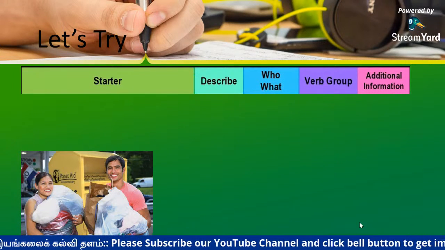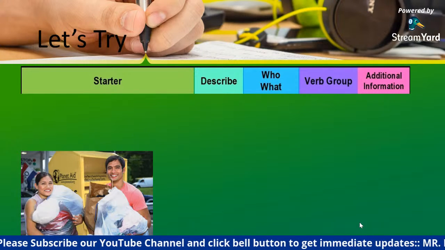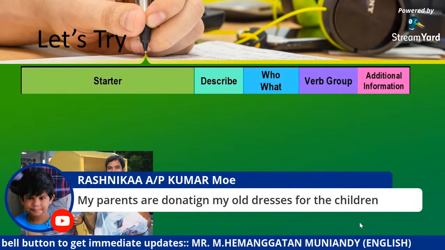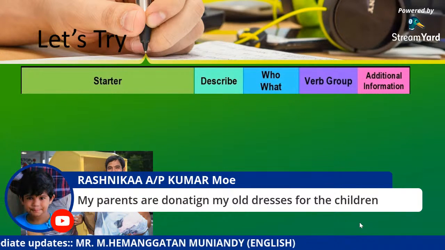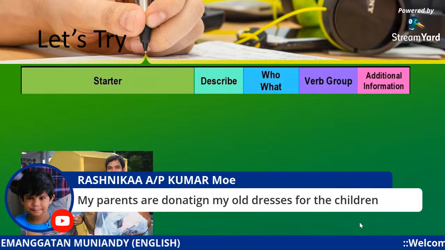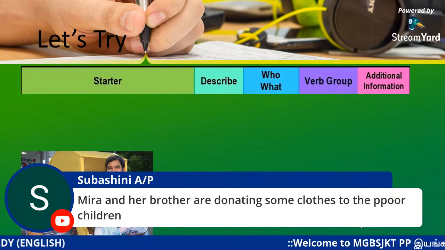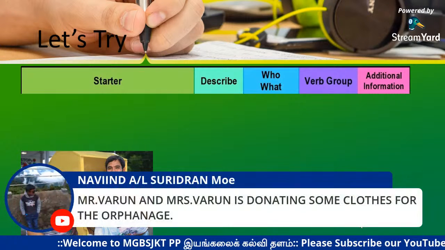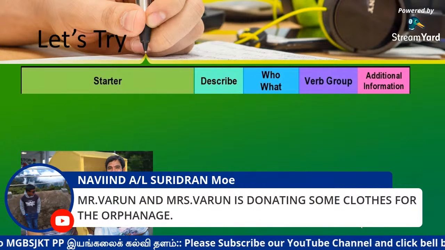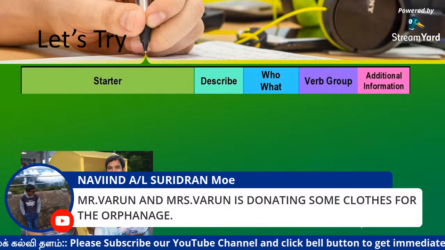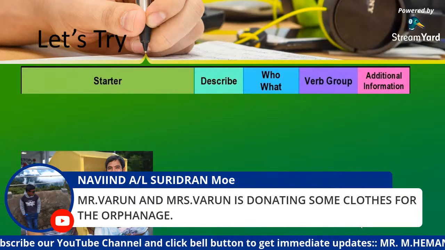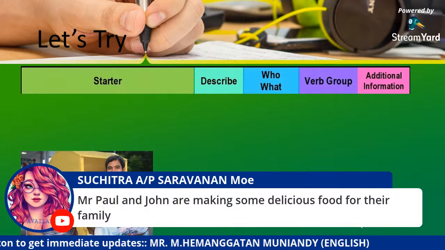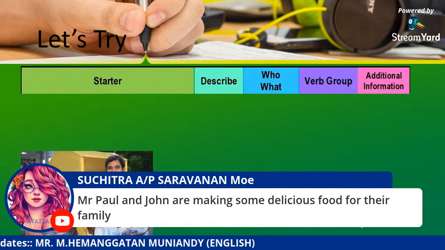Oh, that's very quick. Harimina, two people are giving the clothes. Okay. Anyone else would like to try? By Rashnika, my parents are donating my old dresses for the children. Sounds good. Mira and her brother are donating some clothes to the poor children, Subhashini. Okay, good try. Mr. Varun and Mrs. Varun are donating some clothes for the orphanage, by Naveen. Very good, Naveen.